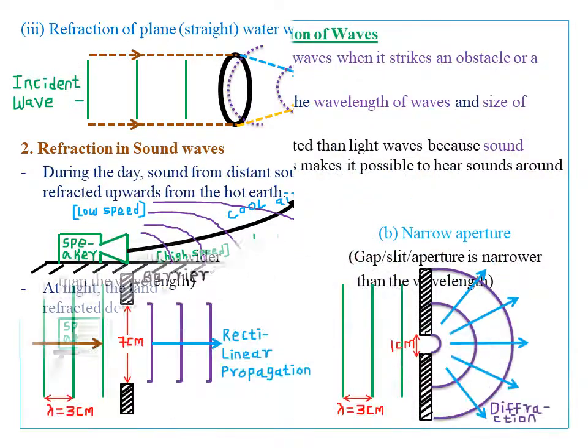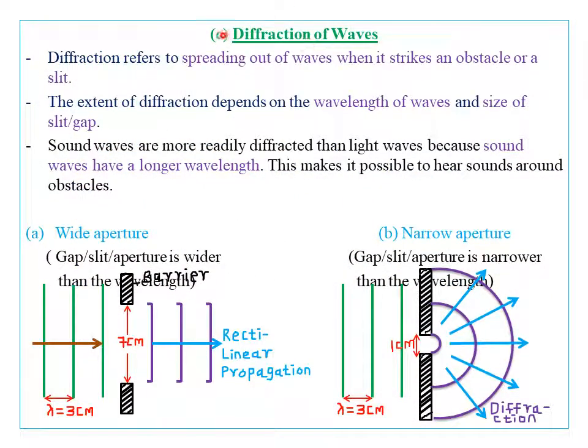Next, having looked at the two properties of waves, that is reflection and refraction, let's look at the third property of waves, which is called diffraction of waves. So diffraction simply refers to the spreading out of waves when it strikes an obstacle or a slit. A slit is just a gap or an opening or an aperture, or just some spaces.